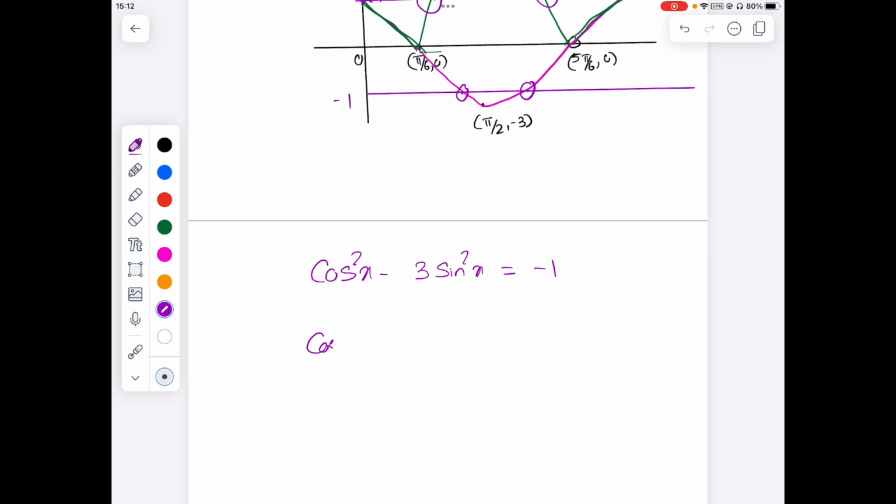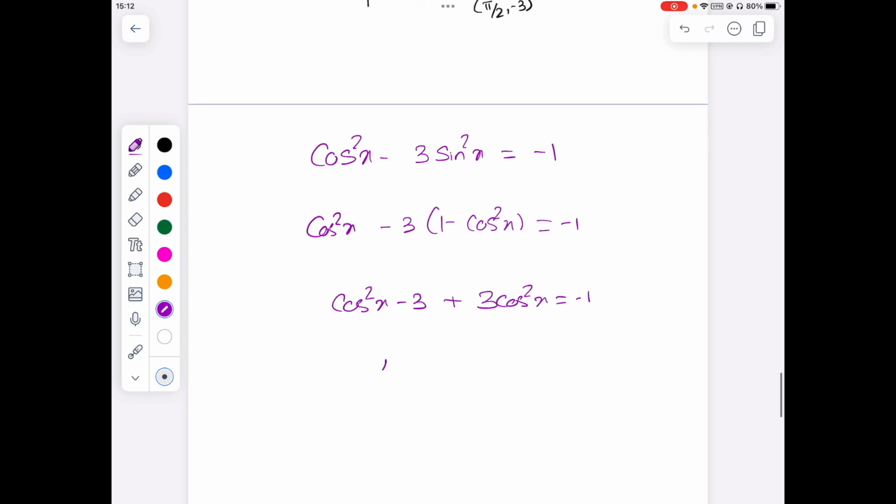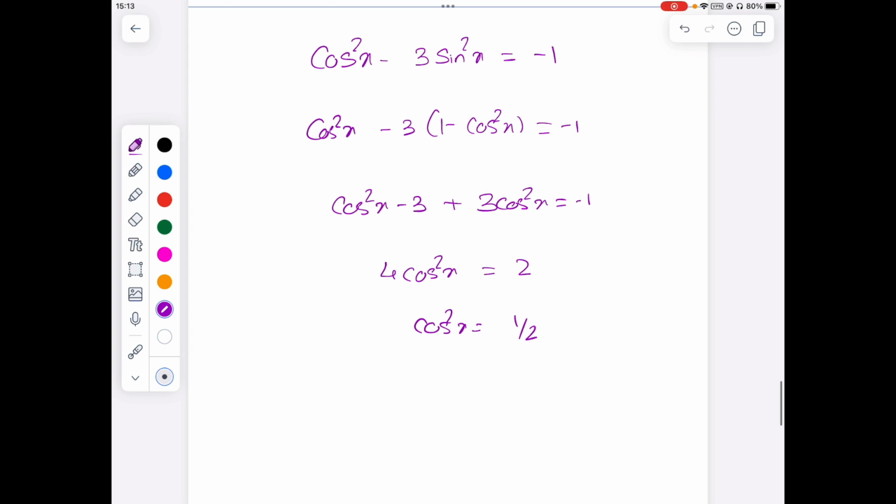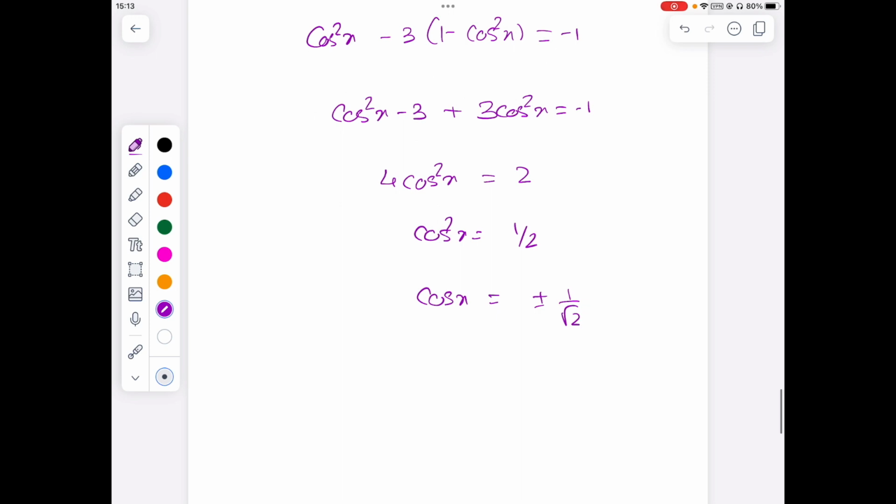So cos square x minus 3 times (1 minus cos square x) equals negative 1. So cos square x minus 3 plus 3 cos square x equals negative 1. So 4 cos square x equals 2. So cos square x equals 1 upon 2. So cos x equals plus or minus 1 upon square root 2. So cos x equals 1 upon root 2 and cos x equals negative 1 upon root 2.